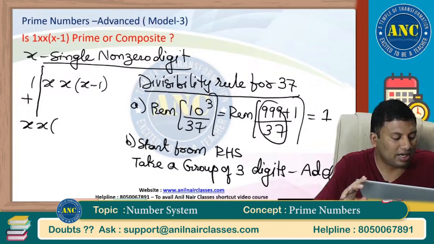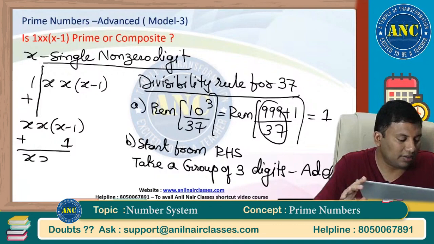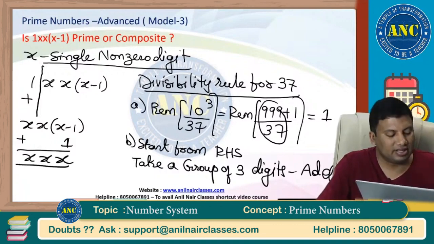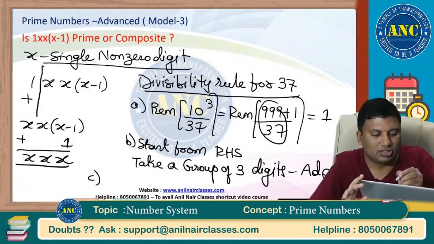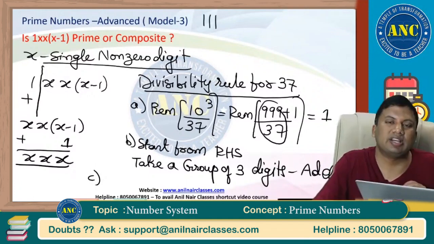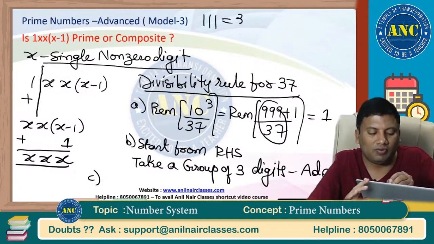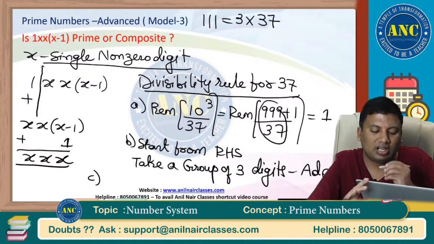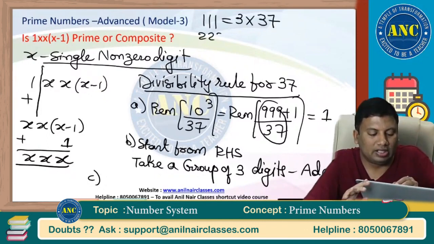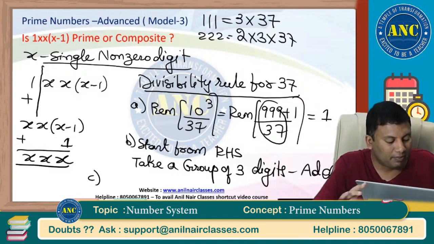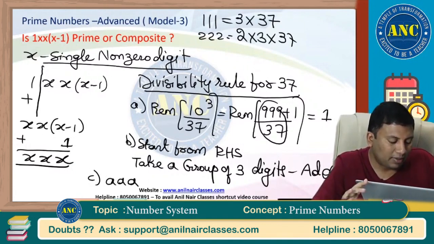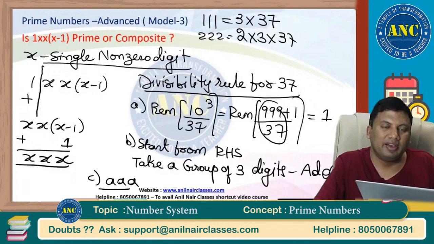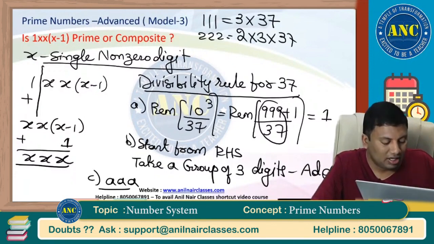This is nothing but xx, x minus 1 plus 1, which is nothing but xxx. Third point, suppose it is 111, x written thrice. 111 is nothing but 3 into 37. 222 is 2 into 3 into 37. Any number of the form AAA, where a single digit is written in groups of 3.